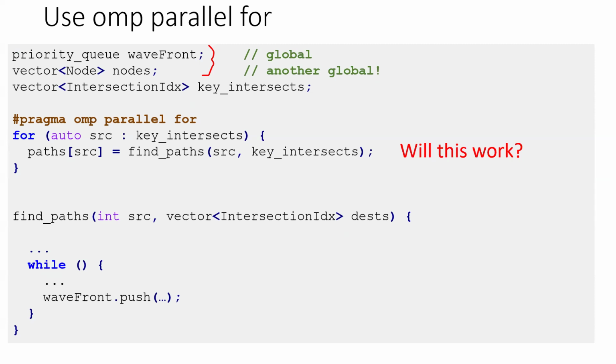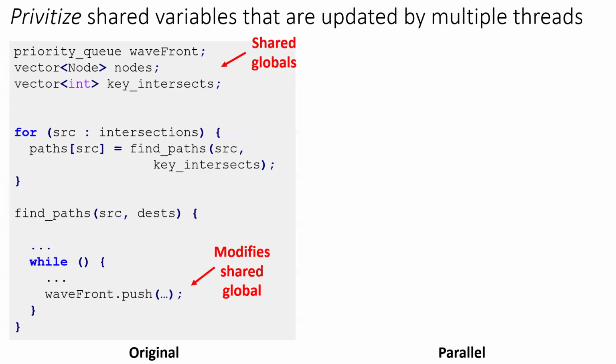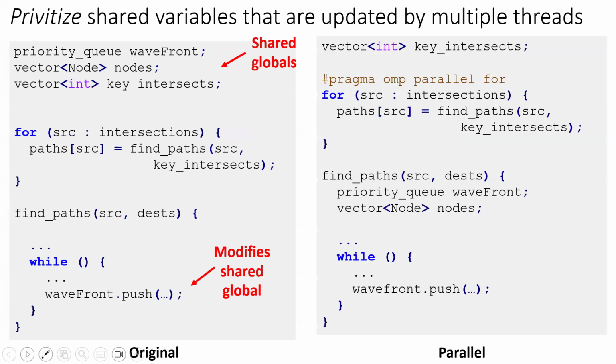So this will make 16 threads run find path. And why? Wavefront is shared. We don't want the shared globals to be modified at once. And especially wavefront is very important for your Dijkstra algorithm. If multiple threads are messing with it, it will destroy your solution.